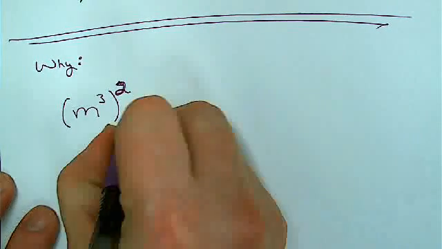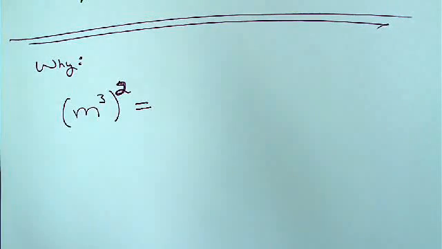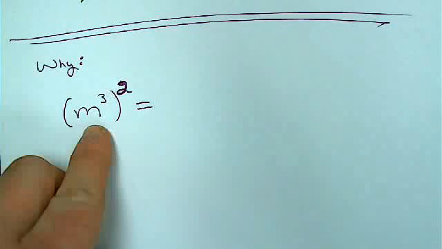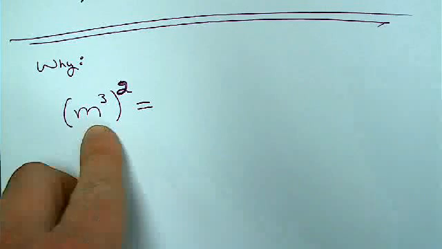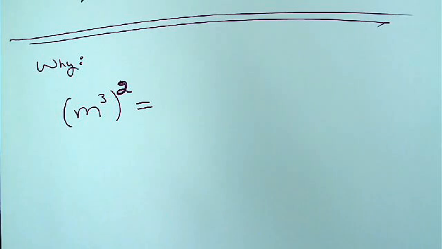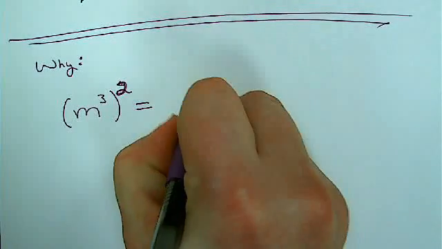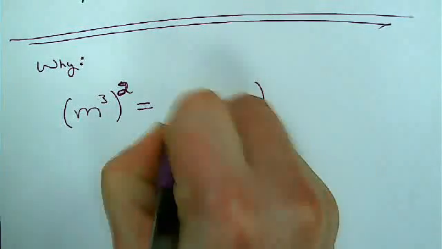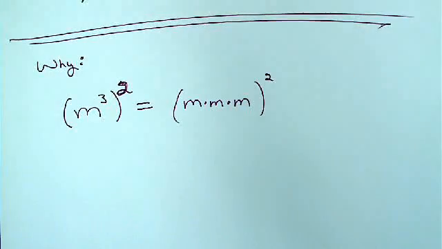And I want to talk about the why behind the rule before we do the rule. What is m to the third? Ignore the squared for a second. It's m times itself 3 times, m times m times m. So m times m times m, squared. Well, squaring means I multiply it by itself, right?